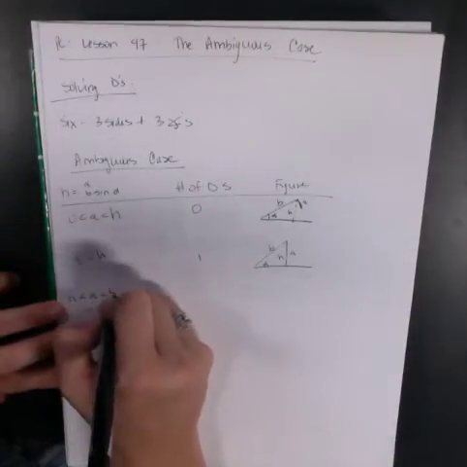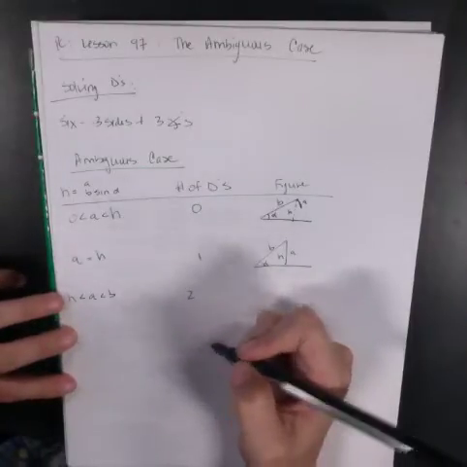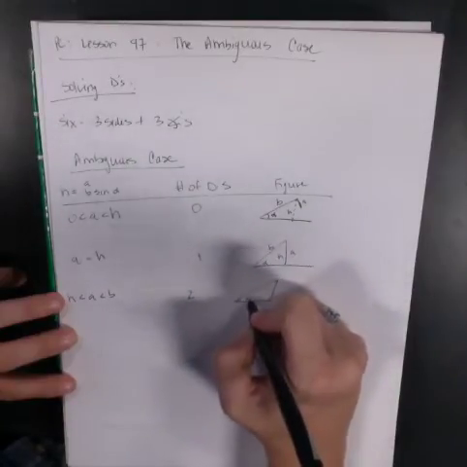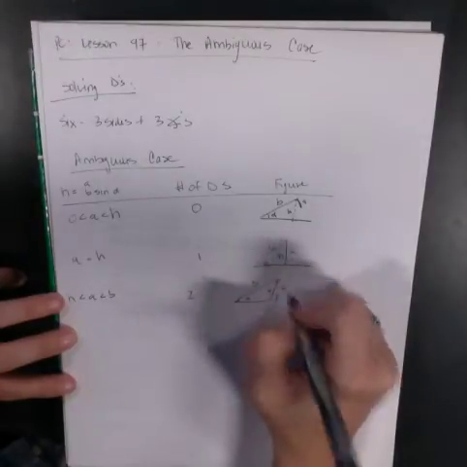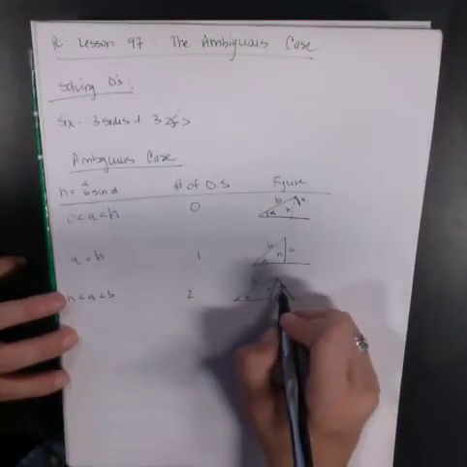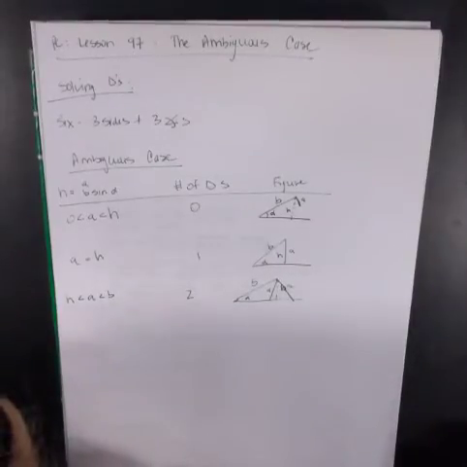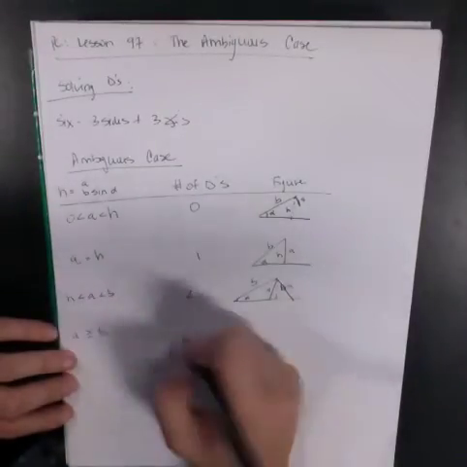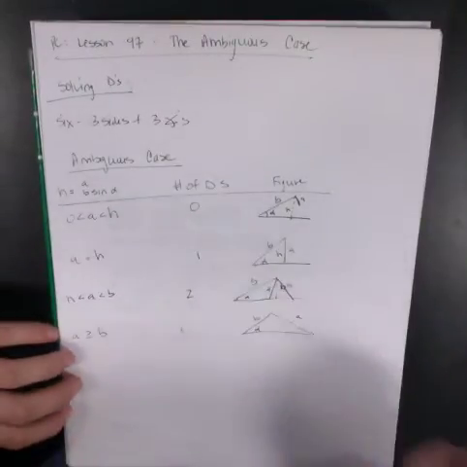And if h is in between b and a, we have 2 different triangles. It could look like this, where this is a, right? This is my h. Or it could also be here. This is a. That's the ambiguous case. And if a is greater than or equal to b, we have one triangle like this.